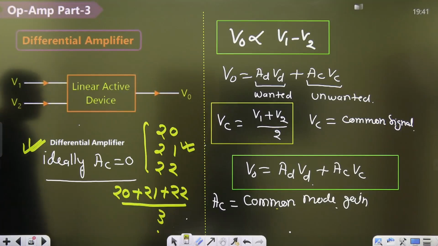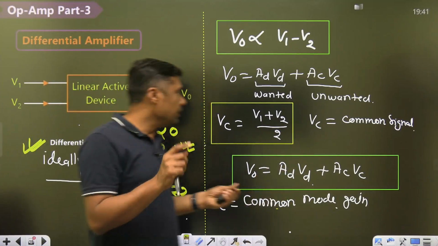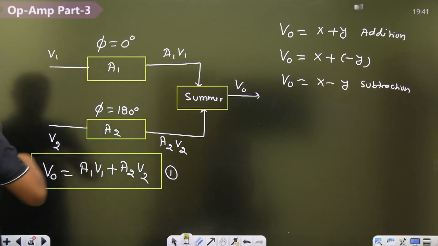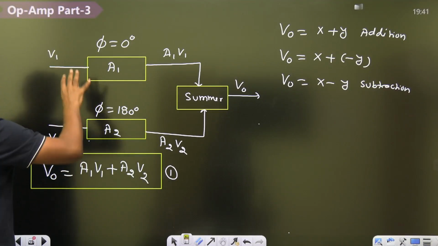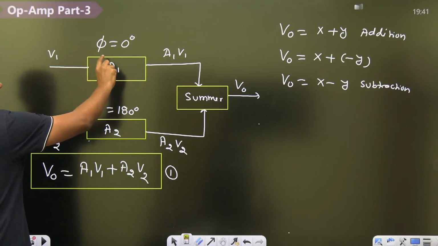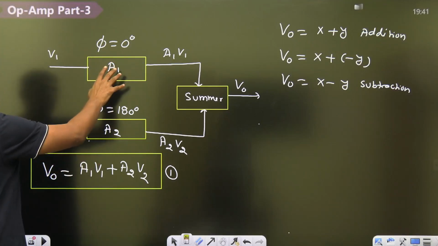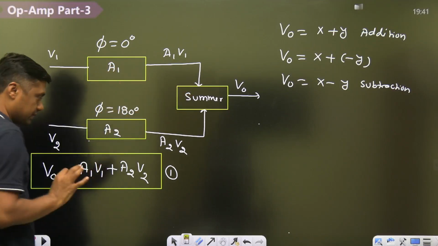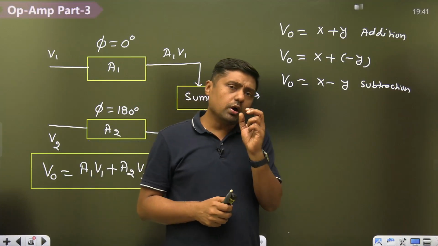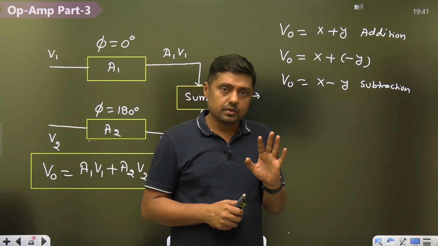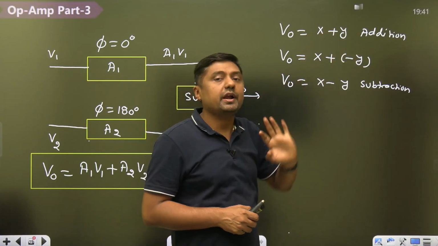Okay, now why does this happen? Why this will happen? So see, first of all, we are going to design the differential amplifier by connecting one inverting operational amplifier. This is the inverting and this is the non-inverting operational amplifier, and we are using summer. Right? Now, try to understand. If suppose you are having adder or summer only, then if we are giving the two signals, then X plus Y, that is called addition.